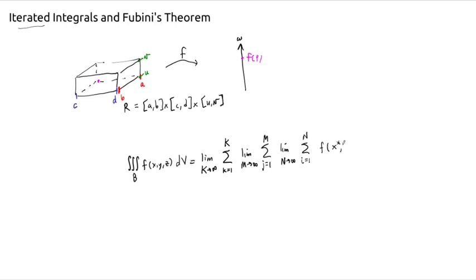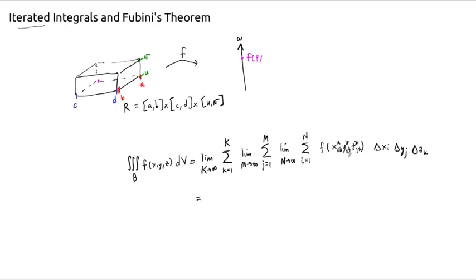I'm going to leave off the indexes here. x star, y star, z star, these are just our test points, well, I'll put the indexes in anyway. Our i, j, k, there's a different test point for every sub-rectangle. Times, then we have delta x i, delta y j, delta z k. And this is our Riemann sum definition with the limits distributed to the sums.